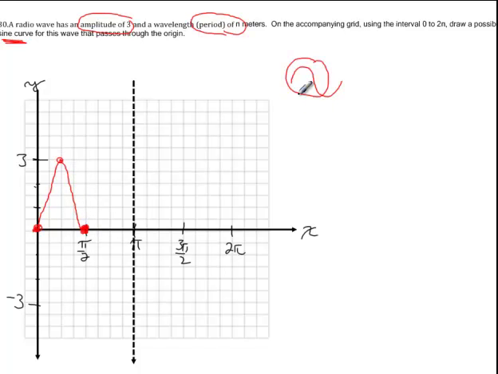Then a sine wave is a valley. So halfway between and the end, I've got to have my valley. And there's my sine wave. And since I have to go up to 2 pi, we just do another one. And that's it.